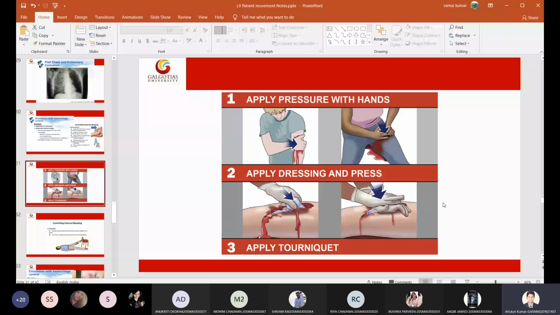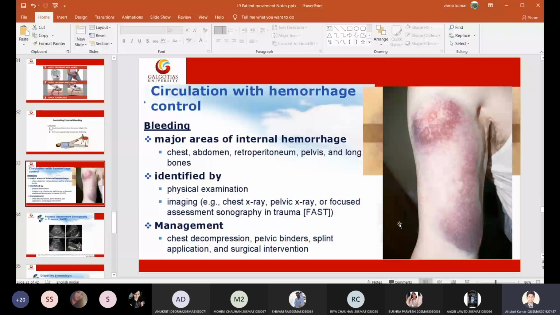If you suspect internal bleeding, we need to immediately shift the patient to the emergency ward. Internal bleeding is a sign of internal bone breaking. Then you need to assess with the Glasgow Coma Scale to assess the consciousness state of the patient.